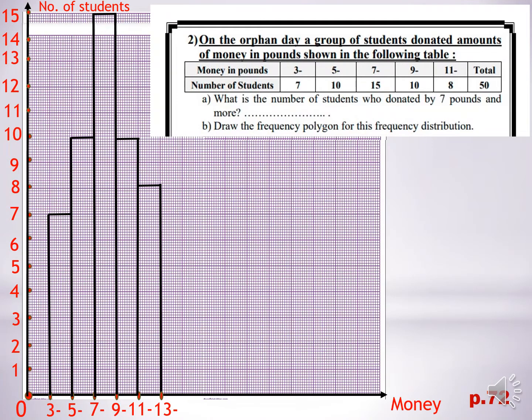Now I want to draw the frequency polygon. How can I draw the frequency polygon? I have to bisect my histogram. I will put a point in the middle of each bar of the histogram, like this. And then I will join these dots with line segments. I will start joining the first dot to the second dot, and then to the third, to the fourth, and to the fifth. This is called the frequency polygon.